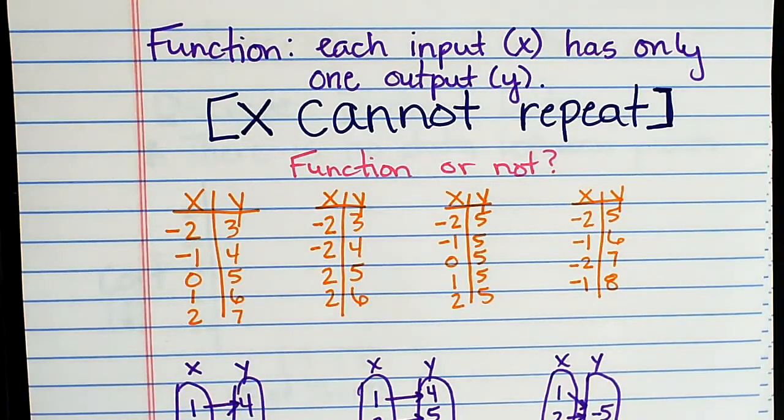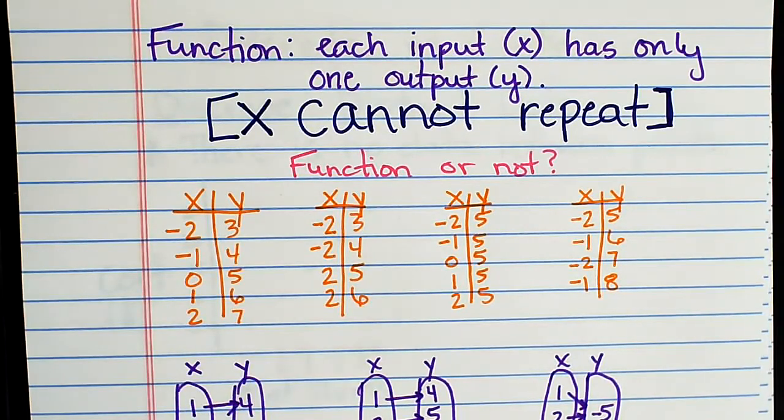If you remember, a relation is any set of ordered pairs. There doesn't have to be any specific tie between the input and the output. It is just a set of ordered pairs. Whereas a function is a special relation. For a function, every input, that's your x, has only one output. So every x is tied to only one particular y. The x's cannot repeat. This is very critical. It's also a real easy question to get right as long as you remember that for a function, x cannot repeat. So let's look at a few examples.